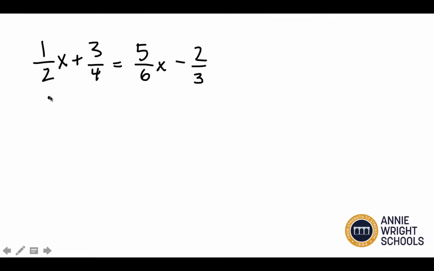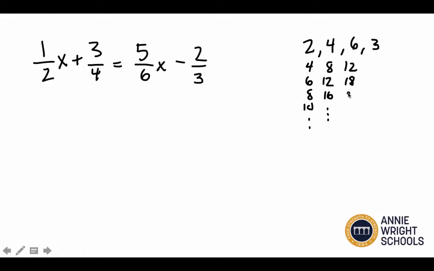Whenever you get an equation, something with an equal sign, that's got a bunch of fractions like this, I want you to look at all the denominators. 2, 4, 6, and 3. And I want you to think of numbers that these 4 all divide evenly. So 2 goes into 4, 6, 8, 10, right? 4 goes into 8, 12, 16. 6 goes into 12, 18. 3 goes into 6, 9, 12.